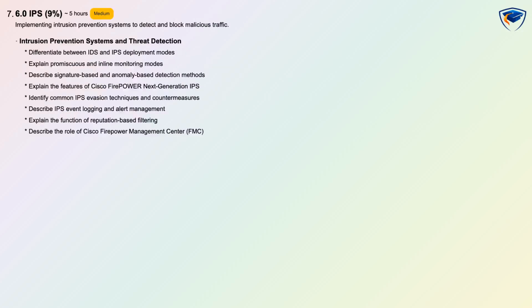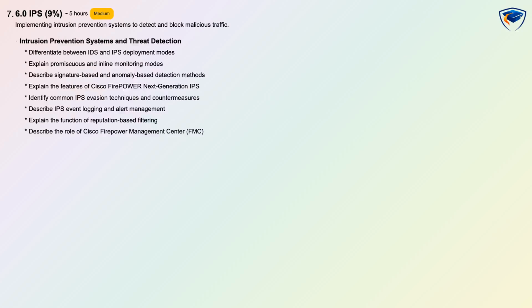Finally, Domain 6.0, IPS, which accounts for 9% of the exam, focuses on implementing intrusion prevention systems to detect and block malicious traffic. Key topics include differentiating between IDS and IPS deployment modes, explaining promiscuous and inline monitoring modes, and describing signature-based and anomaly-based detection methods.